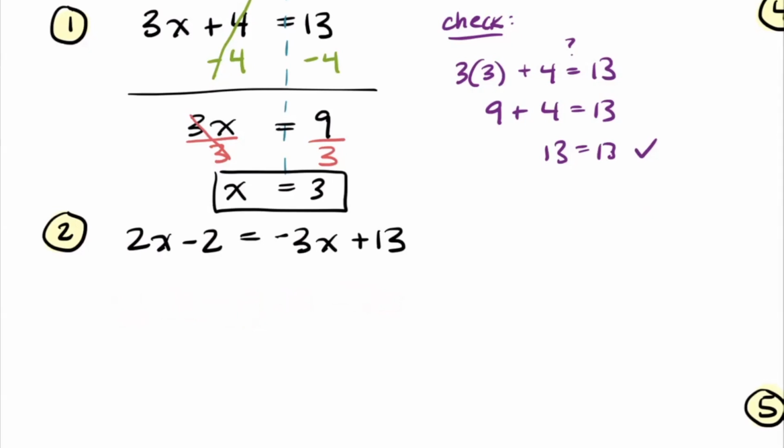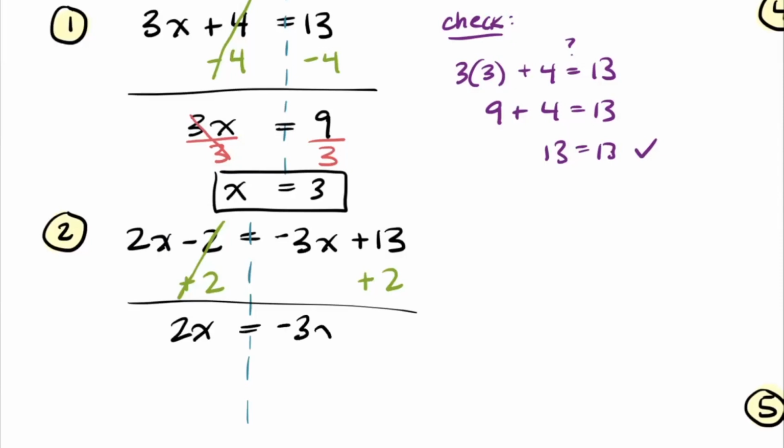Or, just one side with x's and one side with numbers. So I'm going to maybe put the numbers together first. I'll do +2, the opposite of the -2 on the left, just to move the numbers over to the right. And what that will give us on the left is 2x. We still have this -3x, and then 13 plus 2 is 15.